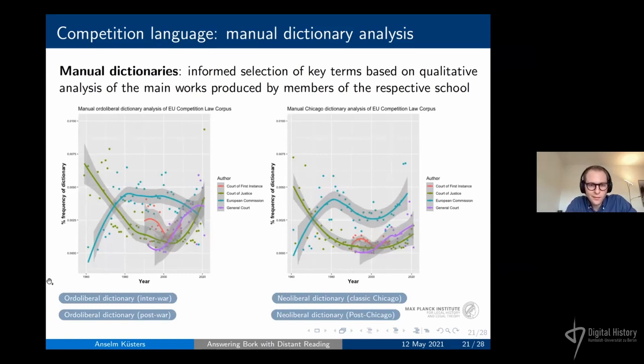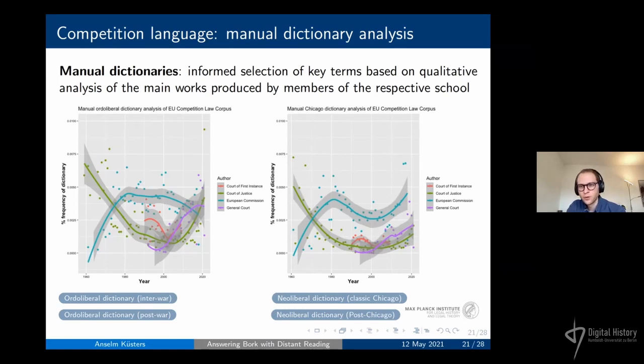There are three things to notice. First, there seem to be very similar patterns at first sight between the ordoliberal dictionary influence and the neoliberal dictionary influence. I think this is the case because when a specific competition case deals with matters of economic theory, the court or the commission just uses economic words, no matter if they relate to ordoliberals or to others. There are just a certain set of words that need to be used in these cases. However, a second thing to notice is that in relative terms, the ordoliberal dictionary seems to be represented a bit more, especially in the first four decades. And the third thing to notice is that there's a remarkably different development in the last two decades. Here, from 2000 to 2020, there seems to be a decline, whereas in exactly the same period, there's an increase in the neoliberal words.